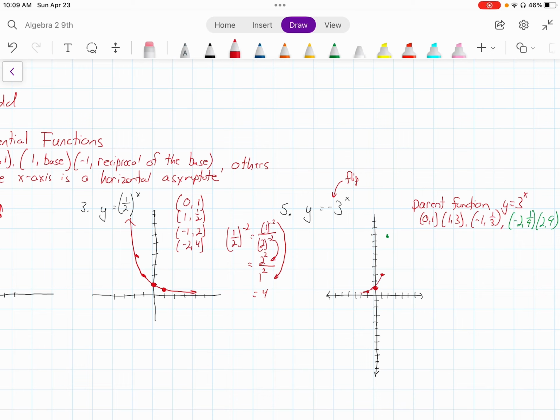But this is not our final answer graph. That's the parent function. Well, this negative means we flip it over the x-axis. So we're going to flip each of these. So we just go on the opposite side of the x-axis. And we get the function that we want. So let's put our answer in green here. So the negative flipped it for us.